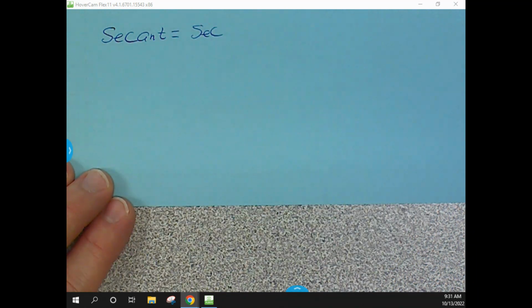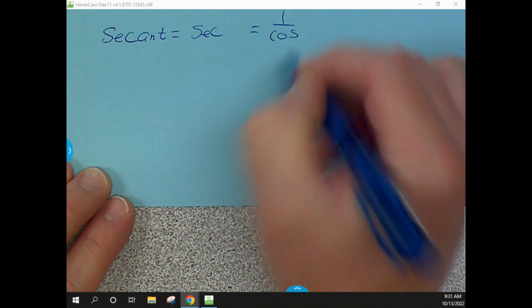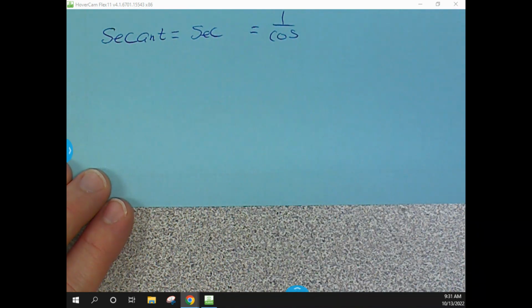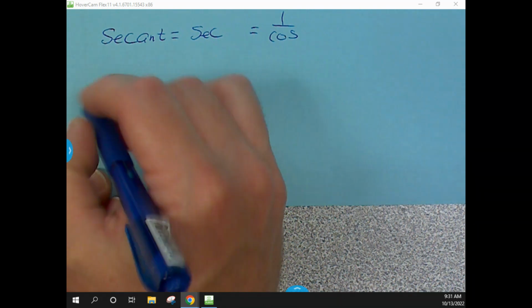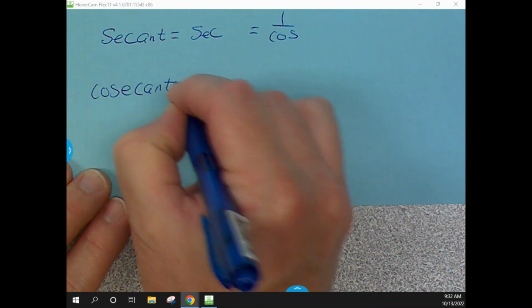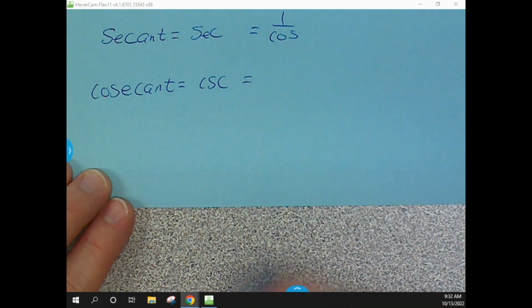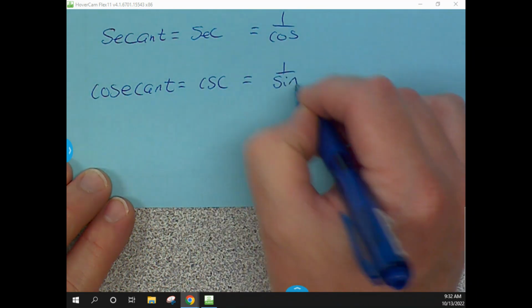Some of you may have heard of this, some of you may not have. Depends on how far you got in geometry. For secant, it's going to be the same thing as 1 over cosine. If we have secant, we also have cosecant. The short for cosecant is CSC. It is 1 over sine.